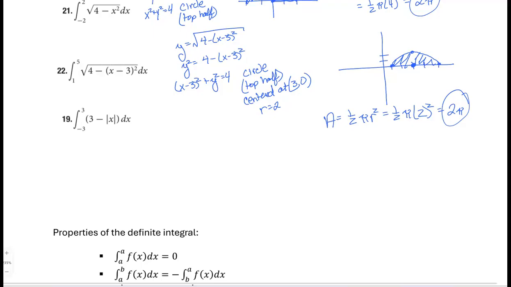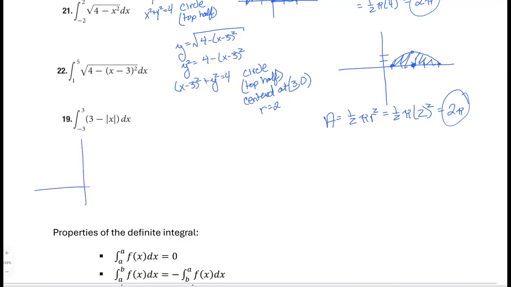We're integrating between -3 and 3. So those are your cutoffs on the x-axis. You could think about cutting this off with vertical lines there. And we're looking at 3 minus absolute value of x. So that absolute value function is shifted. If you think about transformations, it is reflected over the x-axis and shifted up 3 units.